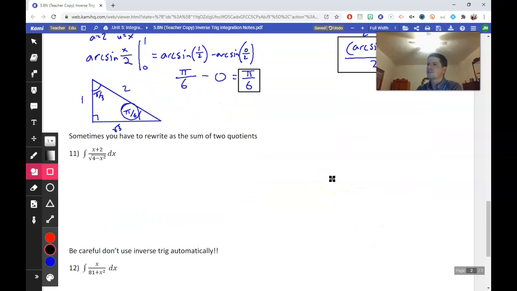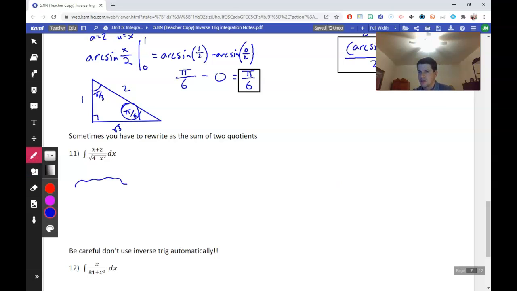All right, for this one, I'm actually going to need a little more space. We'll write this off to the side. Sometimes you have to rewrite this as a sum of two quotients. What do I mean by that? Well, this is just in my brain. I'm not writing it down, okay? You know that if you have x plus 2 over 5, that's the same as x over 5 plus 2 over 5, right? That's how you add fractions, going this way. So you can also take apart fractions that way.